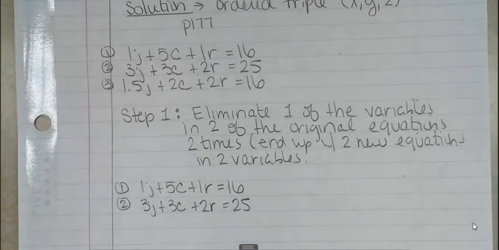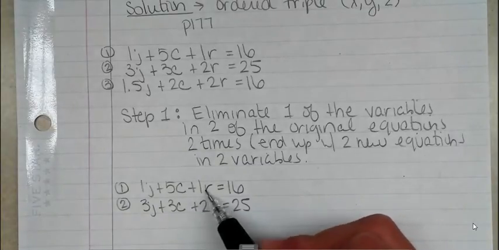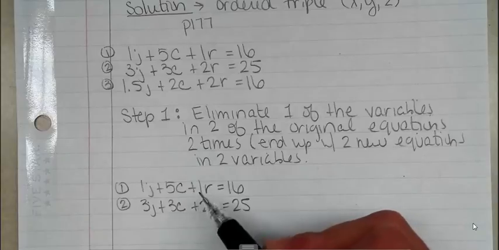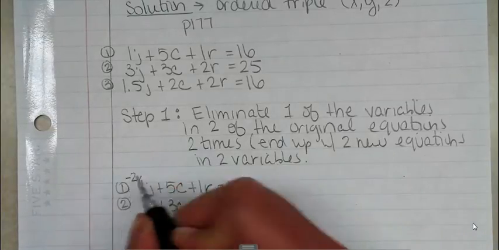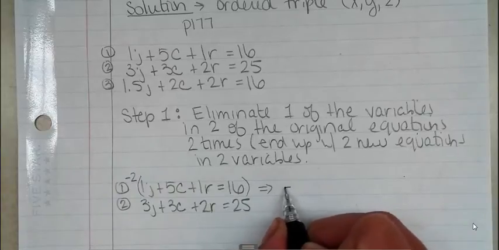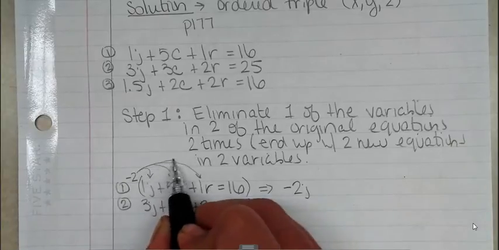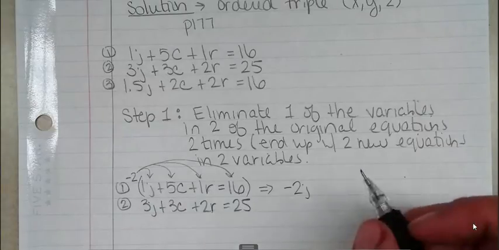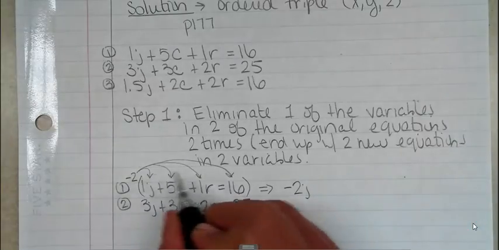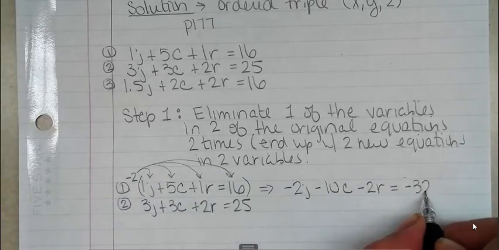Okay, so my goal right now is to get rid of one of my variables. Probably the easiest one to get rid of with the smallest numbers here would be my r's. So I'm going to multiply this top one by a -2 so that way my r's will cancel out when I add them together. So this equation then becomes -2j, right? I'm just distributing. And if you still didn't understand our lesson with 2 equations and 2 variables, I would recommend going back and watching that video before you continue on. Okay, so this gives me -10c minus 2r equals -32.